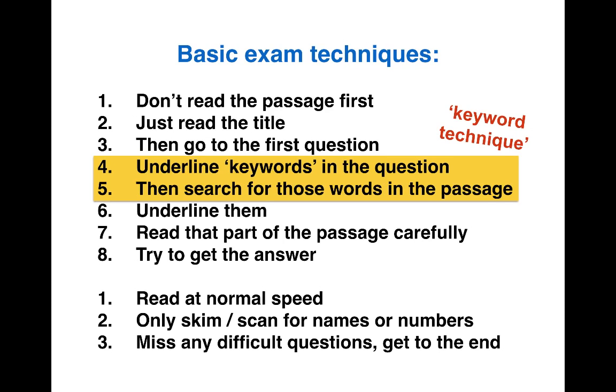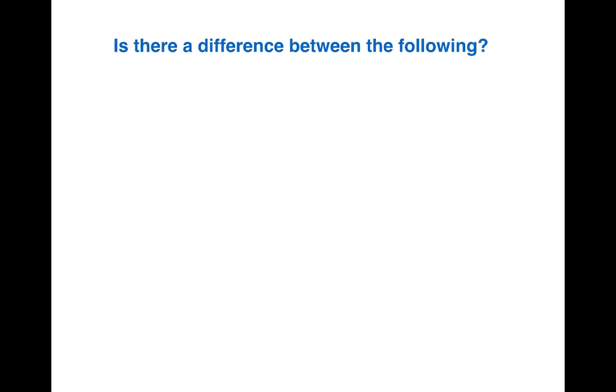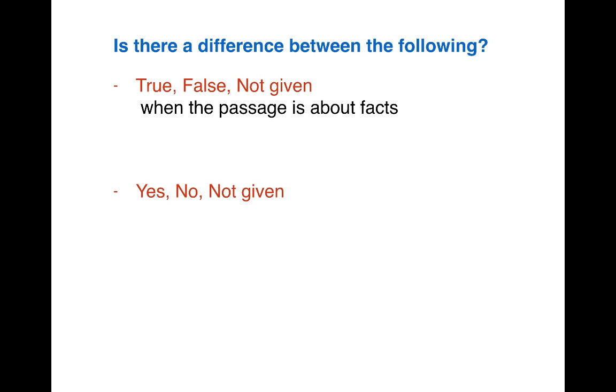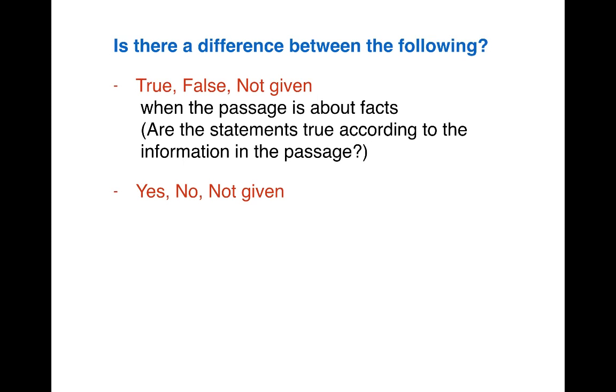We'll try to use these techniques and one or two others for today's questions about true, false, not given and yes, no, not given. First, let's look at the difference. Is there a difference between the following: true, false, not given and yes, no, not given? The answer is yes, a very small difference. They use true, false when the passage is about facts. Is this statement true according to the passage or not? So the question will say something like this: are the statements true, false or not given according to the information in the passage?